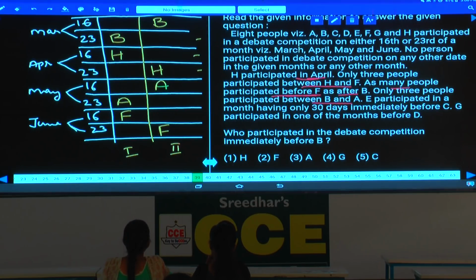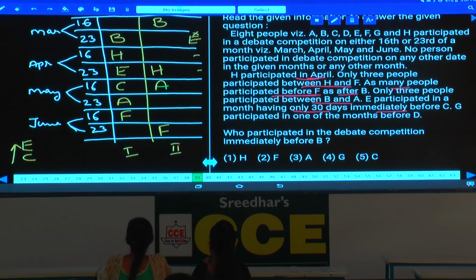E participated in a month having only 30 days, and E is immediately before C. E is immediately before C, and this E participated in the month which has 30 days. Now 30 days means what are the possibilities here? Now April and June. Now in June E is not possible. E on 23rd June is not possible because E must be followed by C, which is not possible. Hence E must be on 23rd and C will be here, isn't it? Then in this case E cannot be at this place because March has 31 days, and E cannot be at this place.